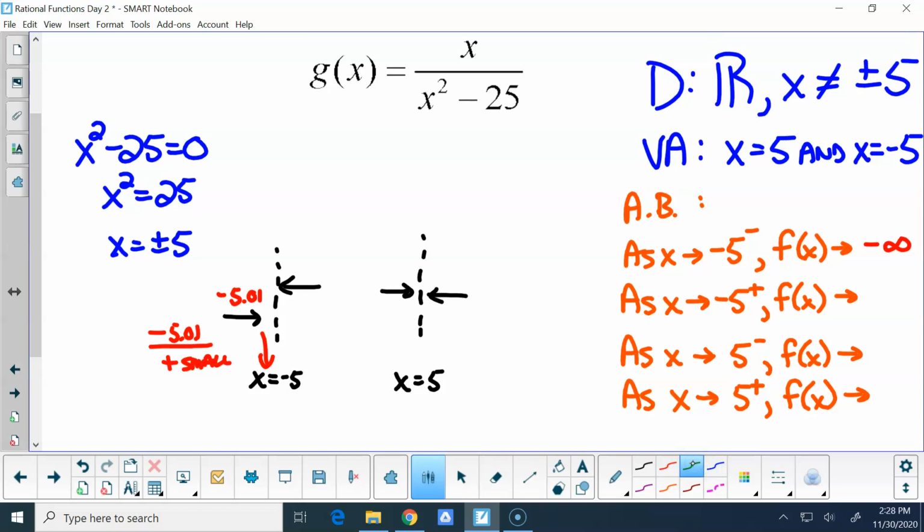On this side, it would be like negative 4.99. So we'd have a negative 4.99 divided by, now when I square negative 4.99, it's going to be just a little bit smaller than 25. When I subtract 25, it's going to be a negative small number. Negative divided by a negative is positive infinity.